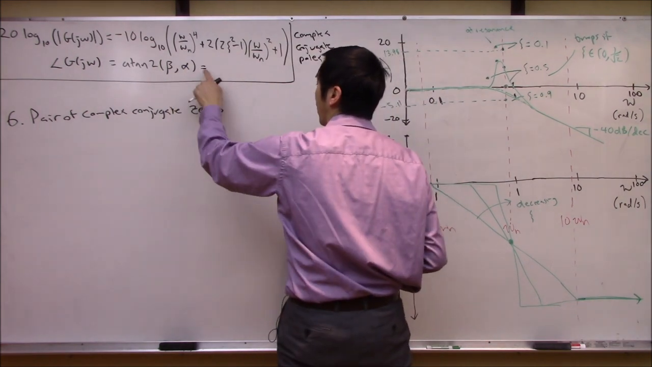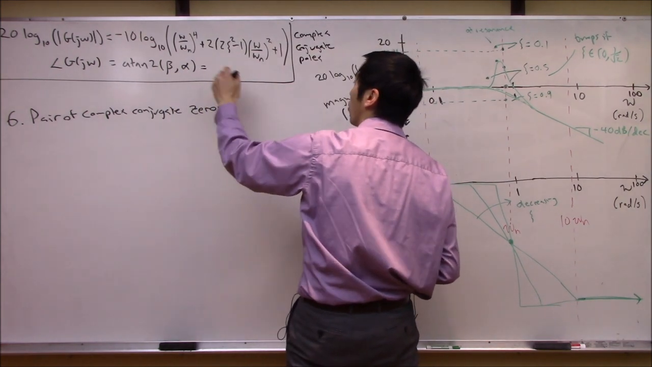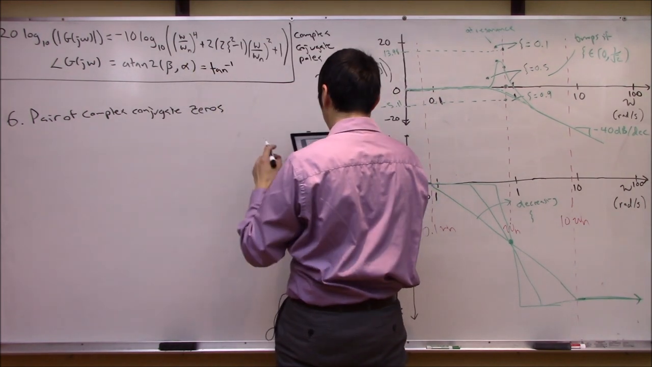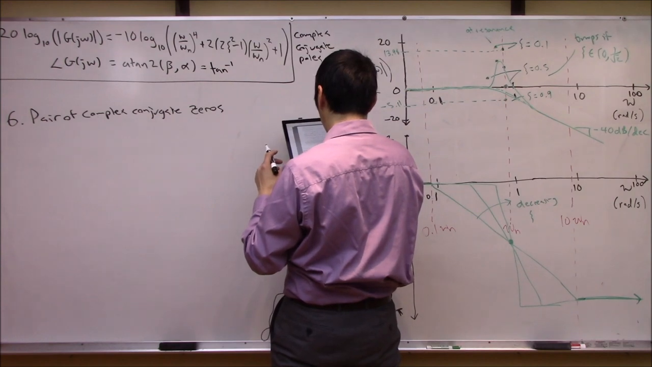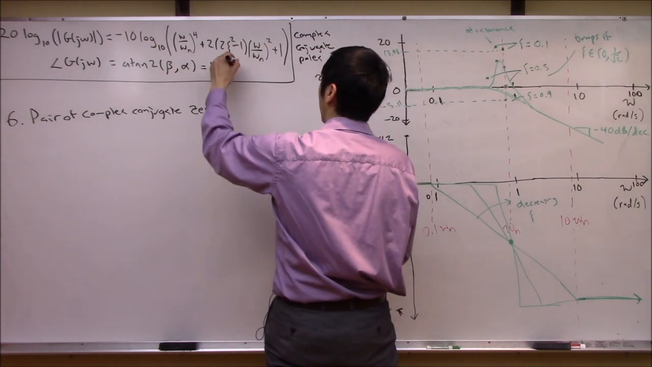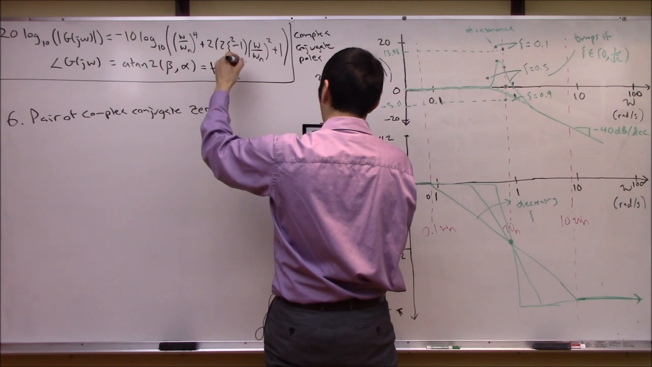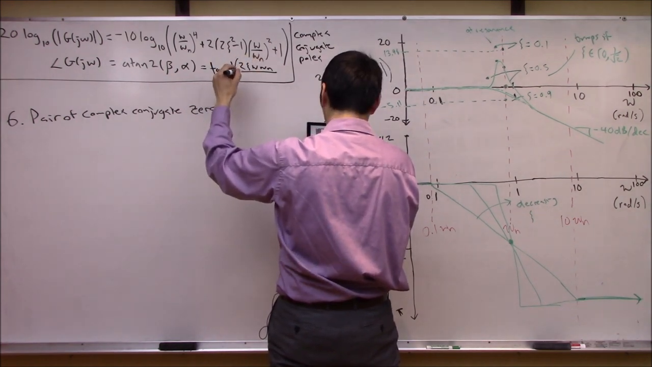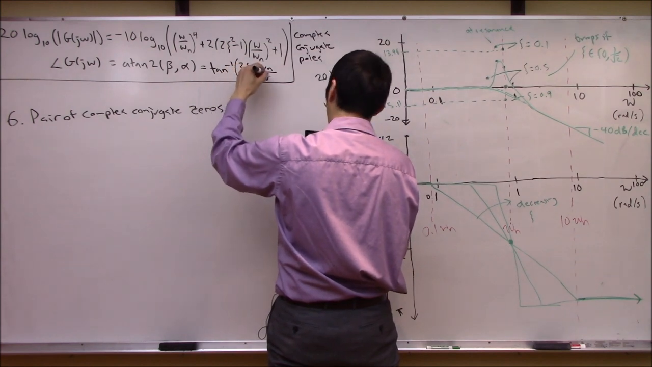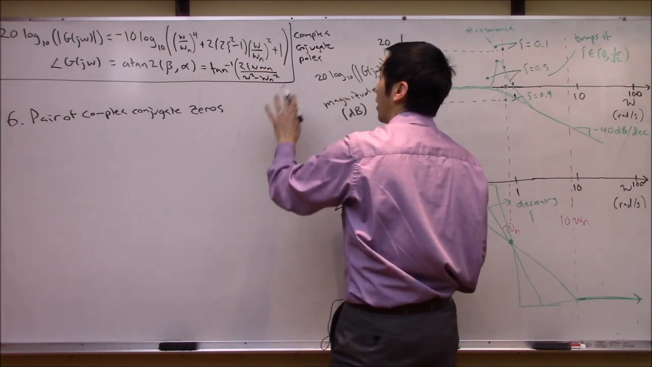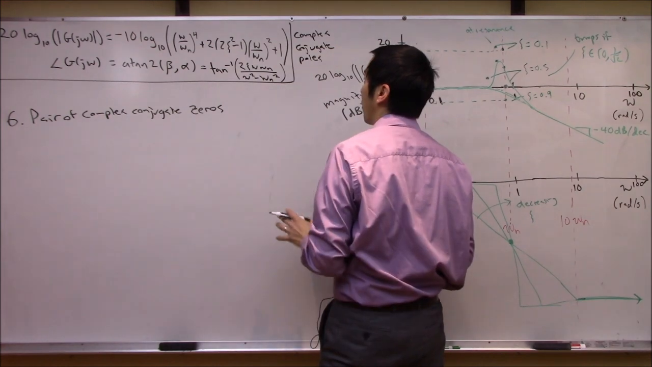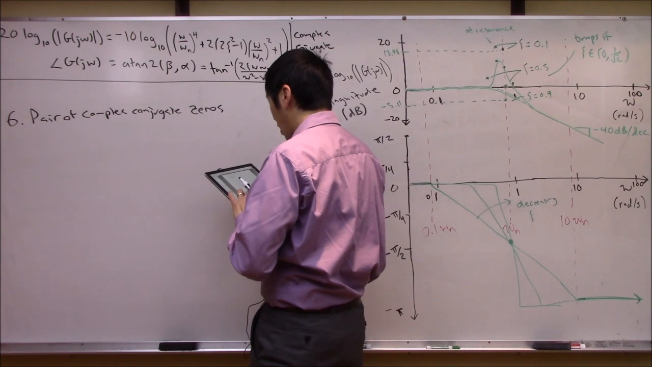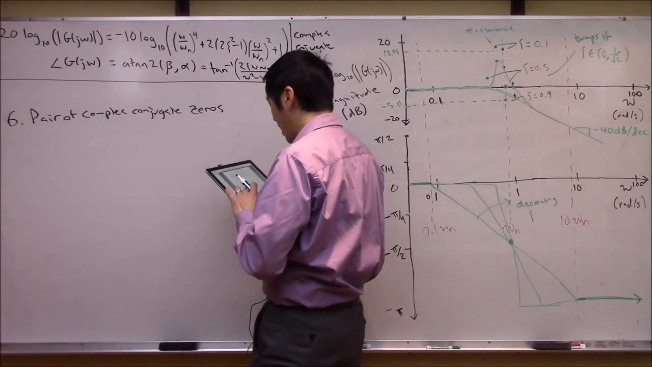So if you had expanded our complex conjugate poles here and just used a normal one quadrant inverse, you could get that the phase for your complex conjugate poles, I think we showed this earlier, was tan inverse of 2 zeta omega omega n all over omega squared minus omega n squared. Okay, so again, this is all of our complex conjugate poles. Now we're talking about a pair of complex conjugate zeros here, right? So the process is basically the exact same, right?